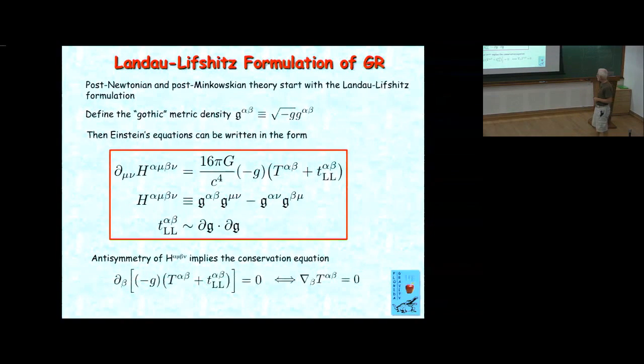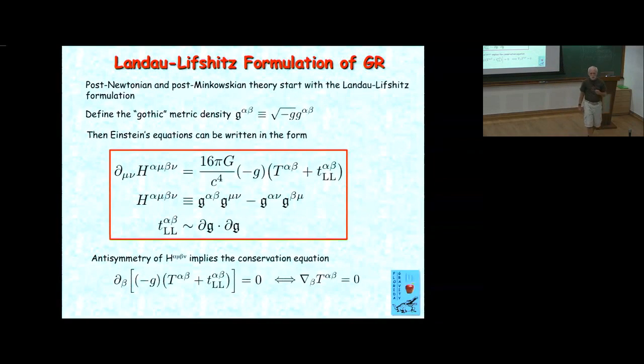Okay, here's the Landau-Lifshitz pseudotensor. Oh, a very important point that I forgot to mention. Because this thing is anti-symmetric on the last two indices, if I then look at this and take another partial derivative with respect to beta, what do I get? Zero, because this is anti-symmetric on beta and nu, and partial derivatives commute, so that would be symmetric on beta and nu, and so you get zero. So that means the partial derivative of this with respect to beta must vanish.